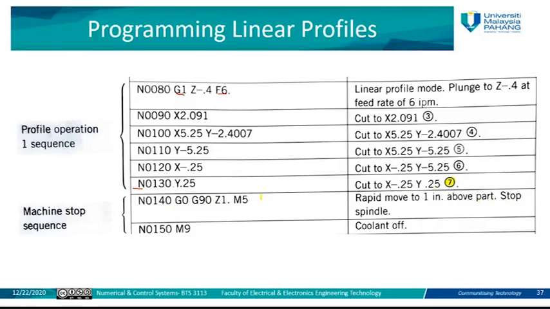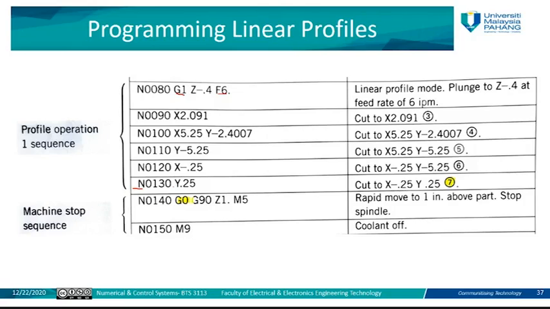Why do we need to go up? Because after you finish the cutting, the spindle should go away from the part. Otherwise, it will interrupt the cutting process. It will crash with the body maybe. So after you finish the cutting, you need to return to G0 here.